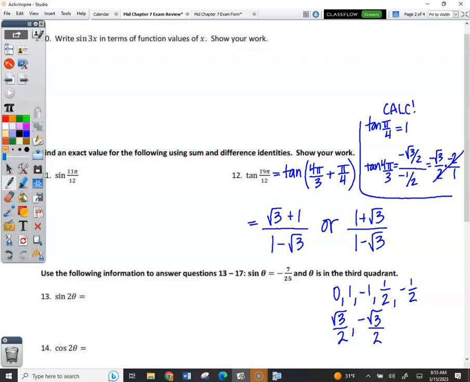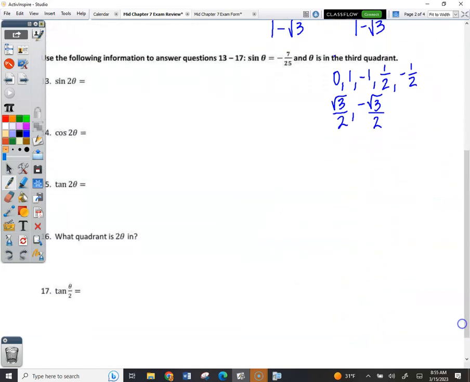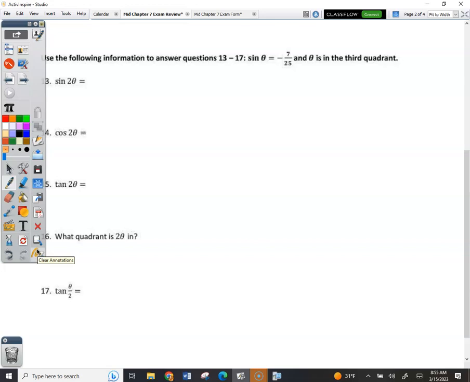All right, so that was 11 and 12. 13 through 17, actually 13 through 16, is that section of questions where I've warned you that the answers are ugly and it makes you think you're doing it wrong, but you're not doing it wrong. They're just really ugly numbers, really ugly fractions.